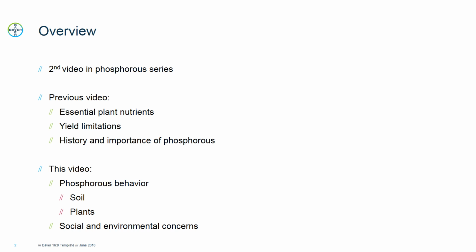This is the second video in a series covering the 350th anniversary of the discovery of phosphorus as an element. If you hadn't had the opportunity to view the first video, I highly suggest you watch that first, as these videos will build upon one another. In the previous video, we discussed the 17 essential plant nutrients, yield limitations, and the history and importance of phosphorus.